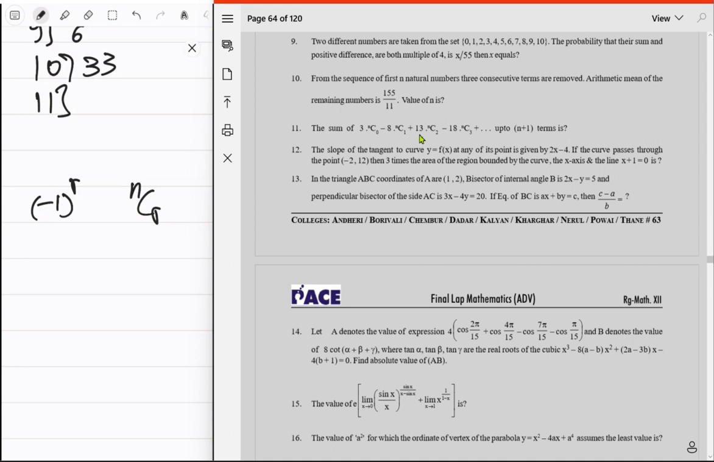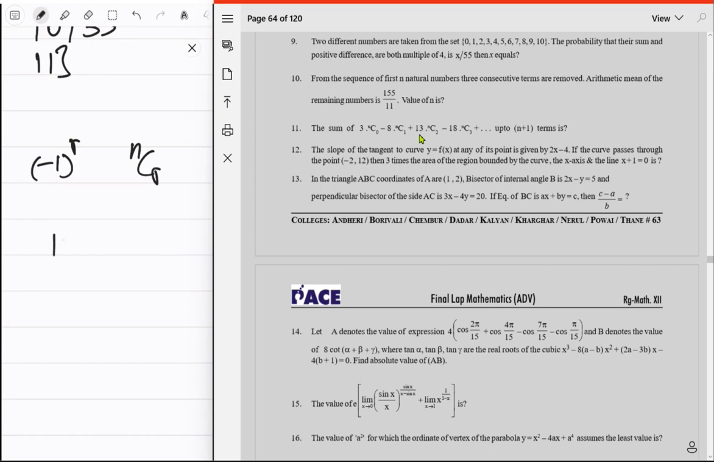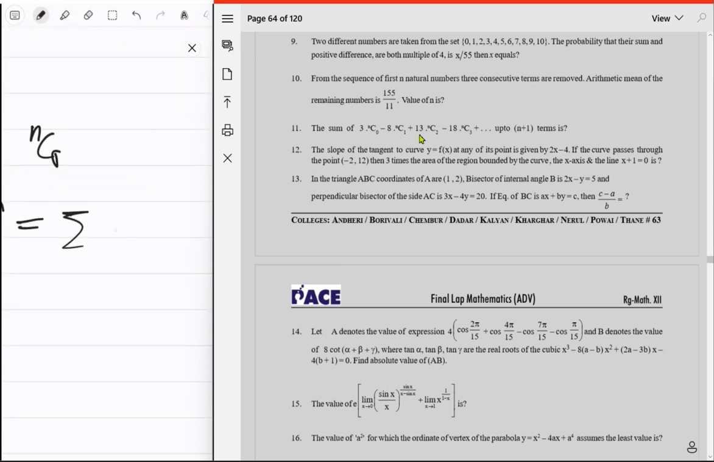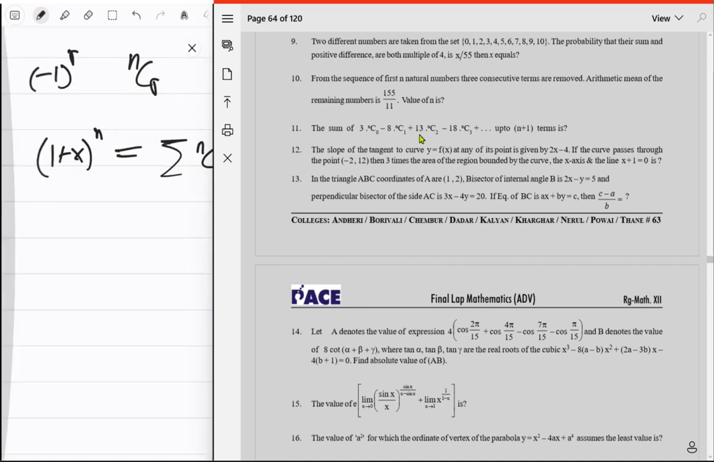सारे odd terms आ रहे हैं for some reason. Oh, it's like the derivative of something, right? Okay, so (1 plus x) power n is just equal to the summation of x power r nCr. We just want the odd powers anyways. Like 0 पे तुम्हें 3 चाहिए. Just put x square over there, or yeah, just put x square.